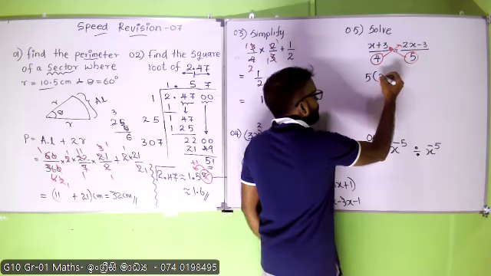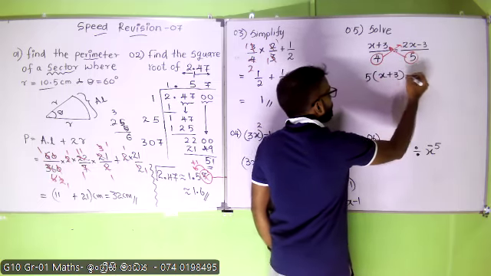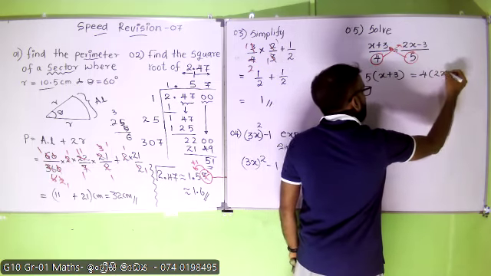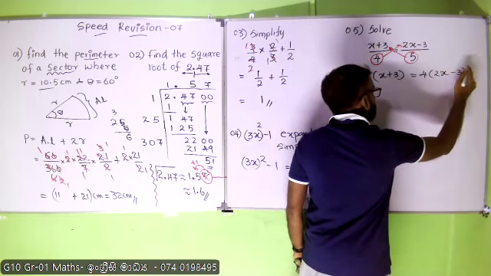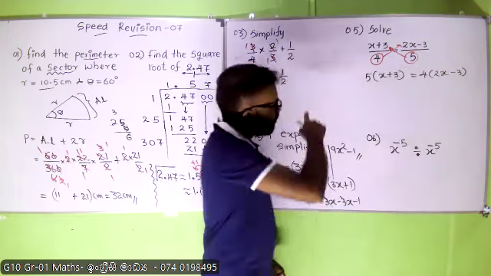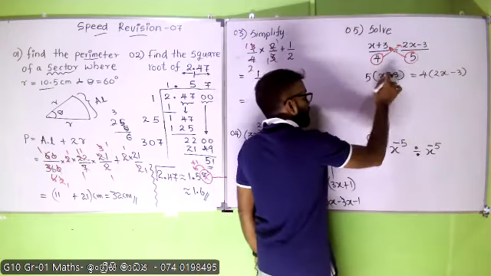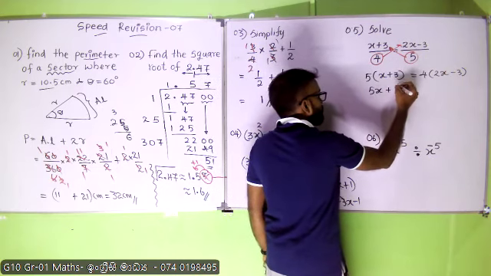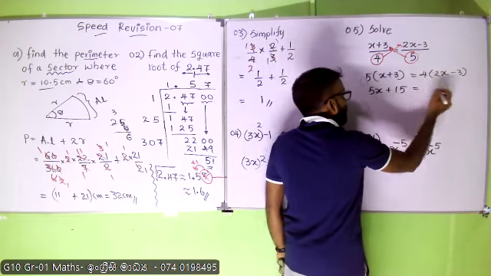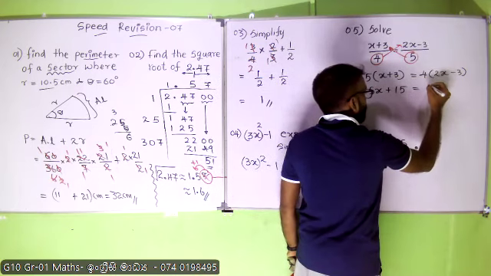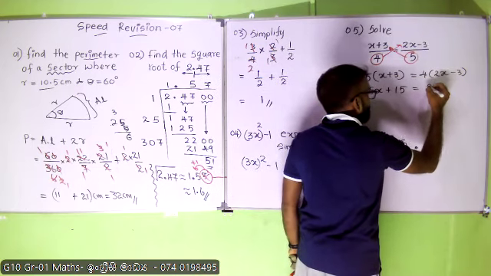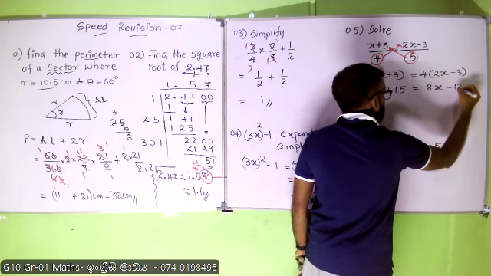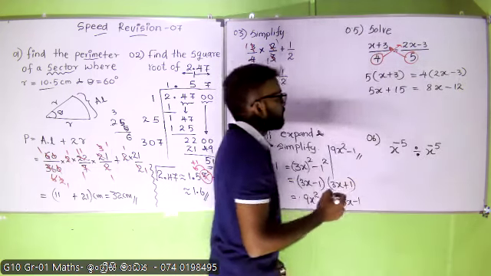5 times x plus 3 equals 4 times 2x minus 3. Right? So remove the brackets. 5 times x, 5x. Positive 5 times 3, 15. Equals positive 4 times 2, 8x. Positive into negative, 4 times 3, 12. Right? Alright.